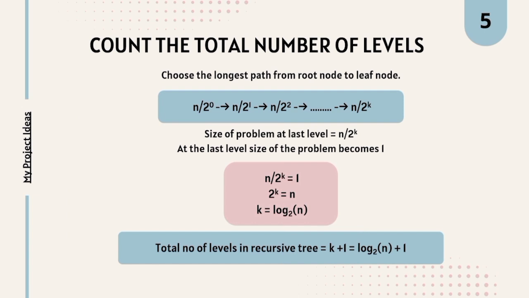In the third part, we calculate the total number of levels. It will go till n/2^k, and the size of the problem at the last level is n/2^k. At the last level, n/2^k becomes 1. Solving it, you get 2^k = n and k = log n base 2. So the total number of levels in the recursion tree is k plus 1, that is log n base 2 plus 1.